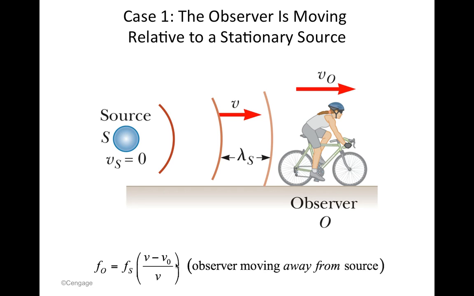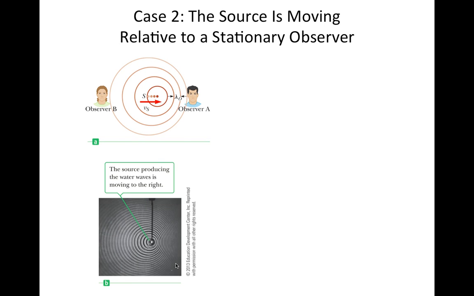For the second case, we have a source that's moving toward an observer that is at rest, or a stationary observer. The observed frequency increases when the source is moving toward the observer, as you can see in this picture right here. Again, the sound waves are going to compress rather than be spread apart near observer B.